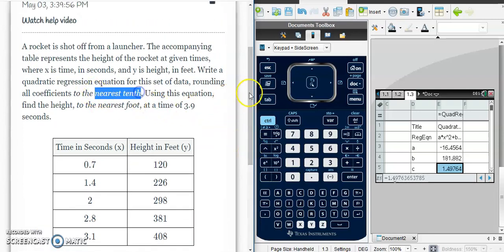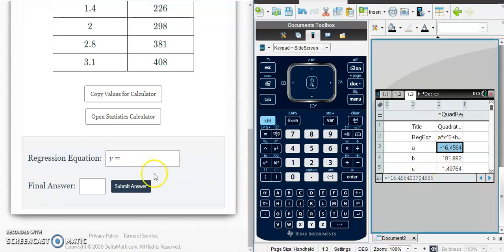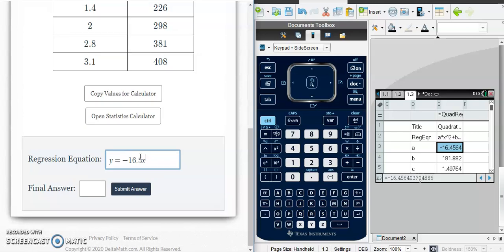All right, so let's go back here and let's just refresh on what they wanted us to round to. They wanted nearest tenth for the equation. All right, so y equals, to the nearest tenth, looks like negative 16.5x squared, and 181.9, so plus 181.9x, and then our c value looks like 1.5, so plus 1.5.